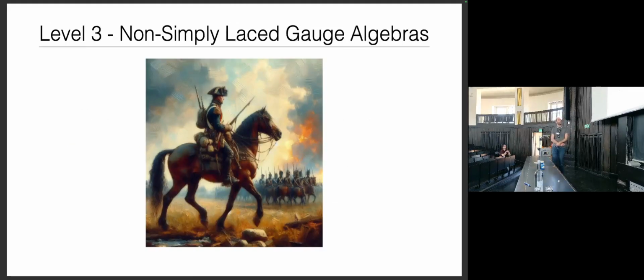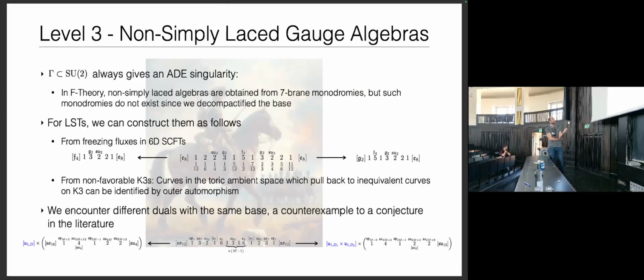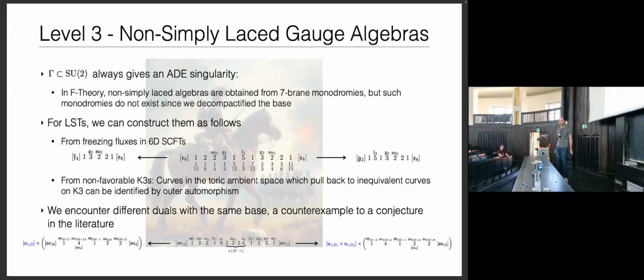Good. Next level, non-simply laced gauge algebras. If you take some subgroup of SO2, you always get an ADE singularity. And the question is, if you look at intersection forms, how can these be non-symmetric? How can you get something that's non-simply laced? Typically the answer is 7-brane monodromies. In this case, this is not quite so simple because we have decompactified the base, so it's not quite clear how to realize these.